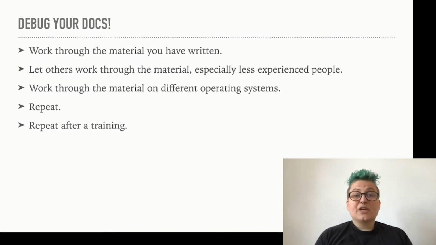Tiered aids, troubleshooting pages, explicitly worded tasks, and expected outputs are all very nice, but how do you make sure you have everything that is relevant and that it works as intended? Debug your docs. Work through the material you have written yourself. Then let others work through the material, especially people with less experience. Work through the material on different operating systems and include your findings into your docs. Repeat this process, and repeat after the training.